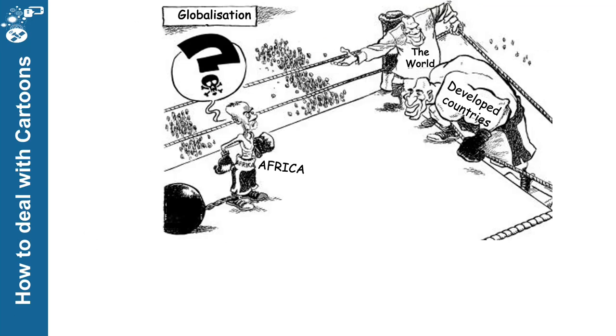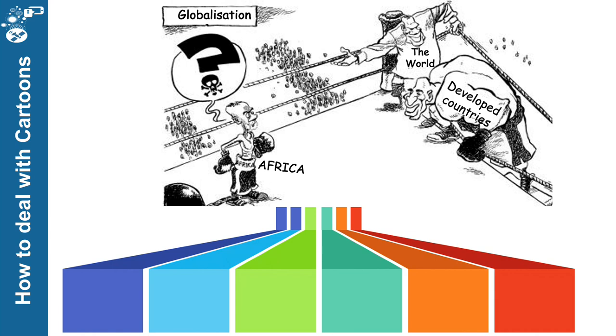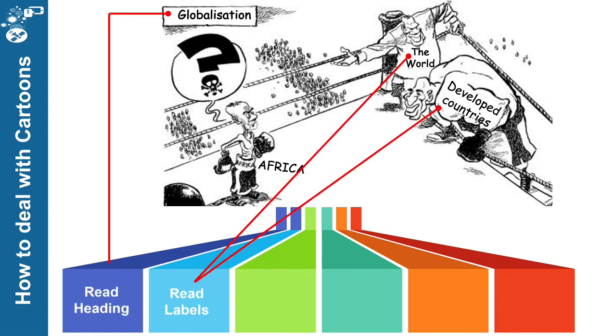Cartoons, the same thing. It's not just a cartoon. In the cartoons, we need to look at the heading. We need to look at the labels. We need to look at the captions, the symbolism. So I can see here, there's Africa. Africa's symbolized or depicted as small, weak, being held back by that heavy metal ball, versus they're going to be fighting against the developed countries. It's a boxing match, and Africa is going to be fighting against the developed countries.